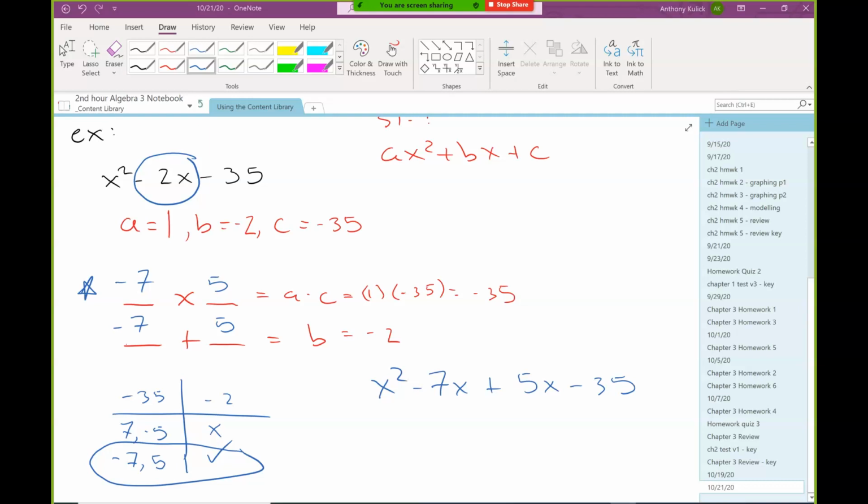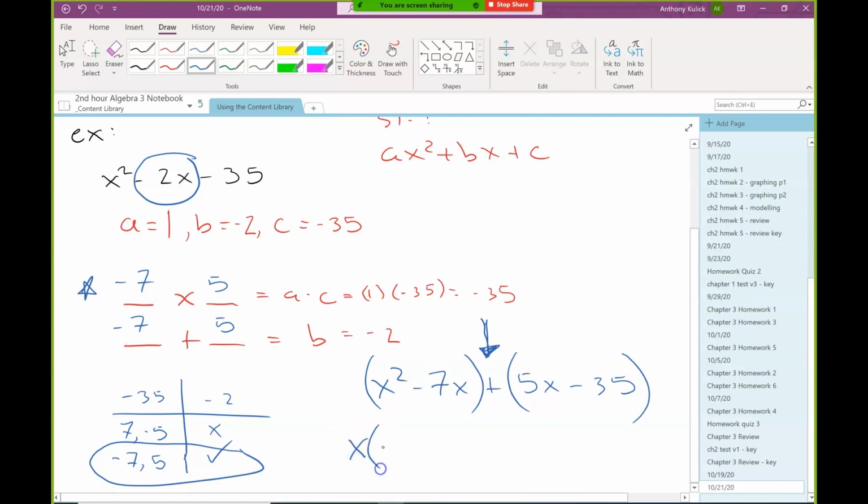Okay. So what I'm going to do now is I'm going to make two groups. I'm always going to make sure I have an addition symbol in between my two groups. And then from that first group, I'm going to look for a greatest common factor. So the greatest common factor between x squared and negative 7x is, what's something that divides both of those? X, right? Everybody's okay with that?